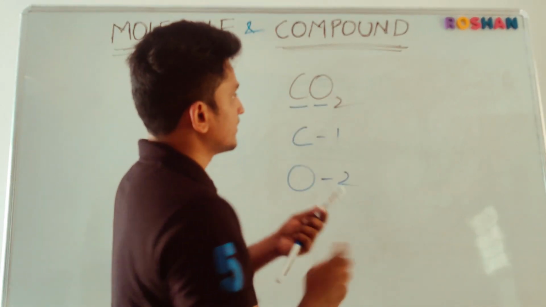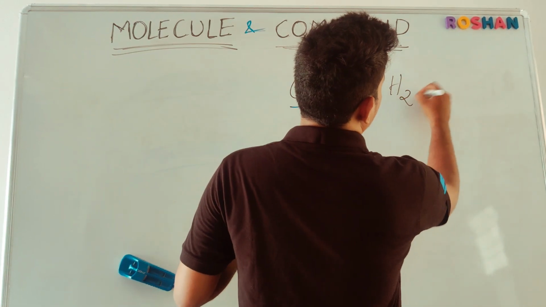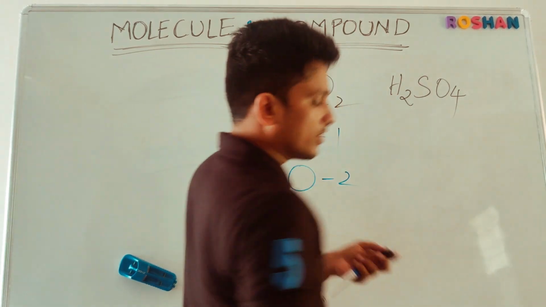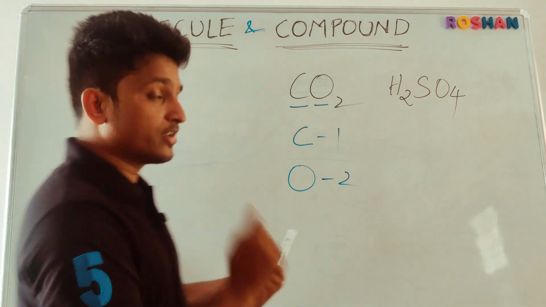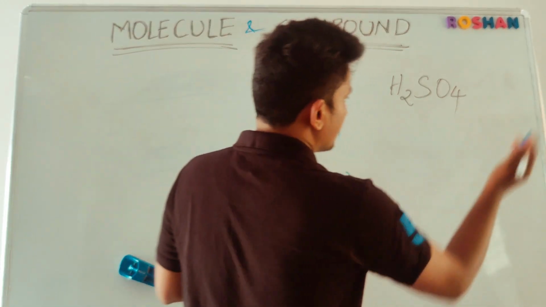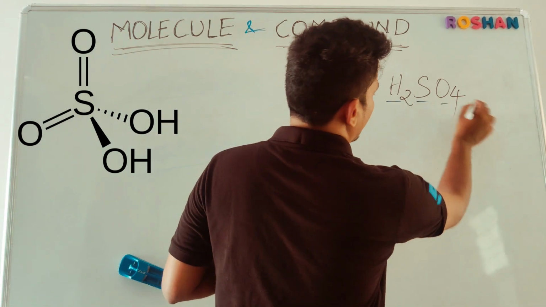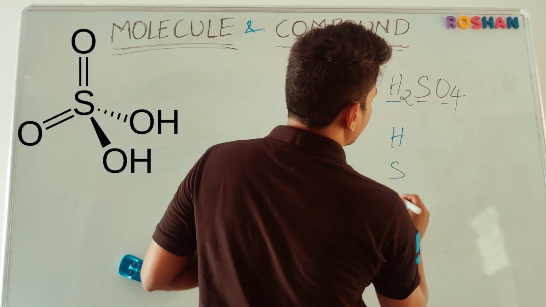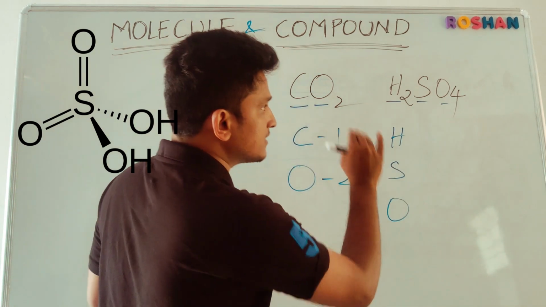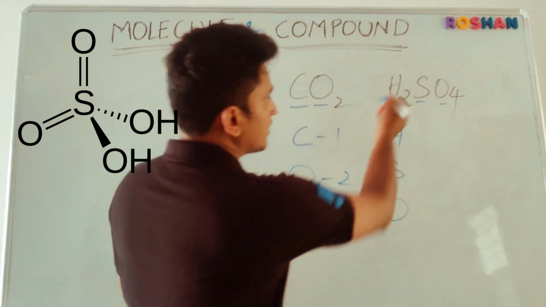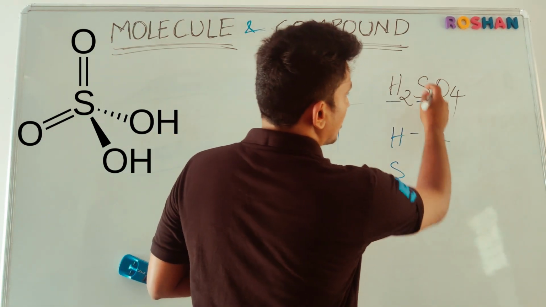Next example, sulfuric acid, which is H2SO4. Is it a molecule of element or compound? It's a molecule of compound, students. So identify the elements. H. You already know elements, right? Hydrogen, sulfur, oxygen. Total how many elements are there? 3 elements are there. And these 3 elements belong to how many atoms? See, how many hydrogen atoms are there? 2. How many sulfurs are there?